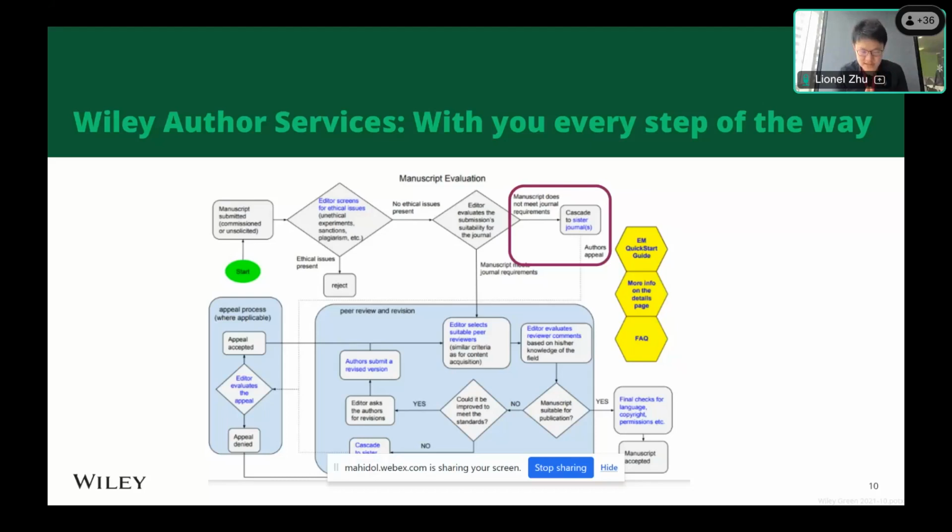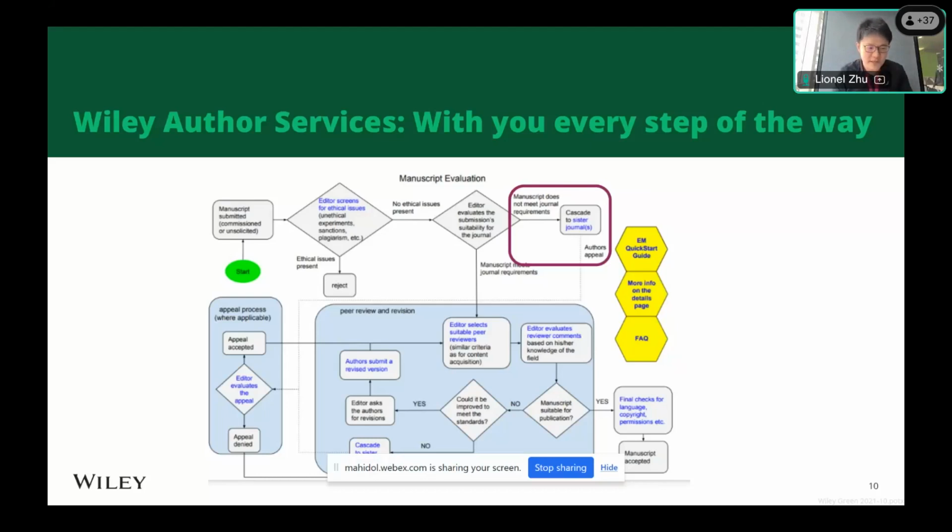Triage means the first decision, whether we will go for peer review or desk rejection. Why going for peer review is so important, I will illustrate with 2 examples. First is our flagship journal, Advanced Science. The desk rejection rate for this journal is around 80% to 90%. It's very high. And for Food Science and Nutrition, it's around 70%.